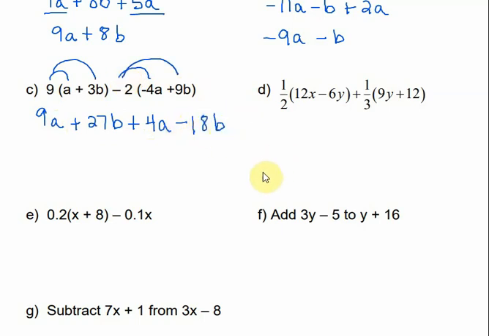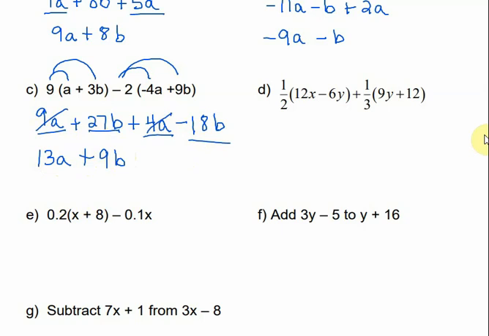18b. Okay, so now let's look for like terms. Here I have two a terms. 9a plus 4a, that's 13a. And 27b minus 18b would be a positive 9b. And then we're done with that one.